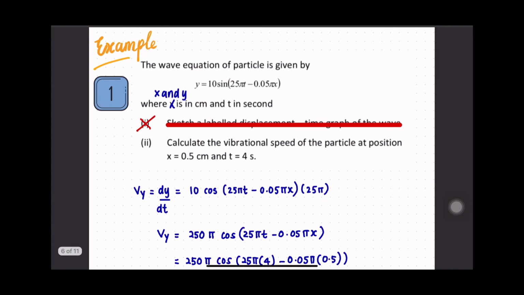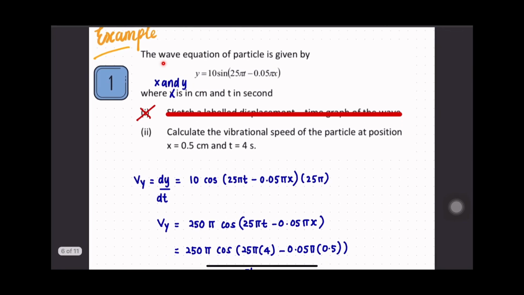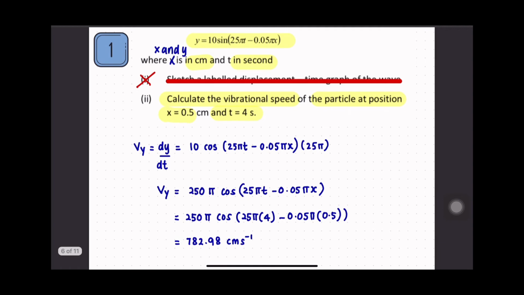Okay, next example. The wave equation of the particle is given by y is equal to 10 sine (25 pi t minus 0.05 pi x), where x and y are in cm and t in second. Calculate the vibrational speed of the particle at position x and t equal to 4 second. If it is given in terms of x and t, we have to differentiate. We cannot use the formula Vy equal to omega square root of A squared minus y squared, because they give x and t.